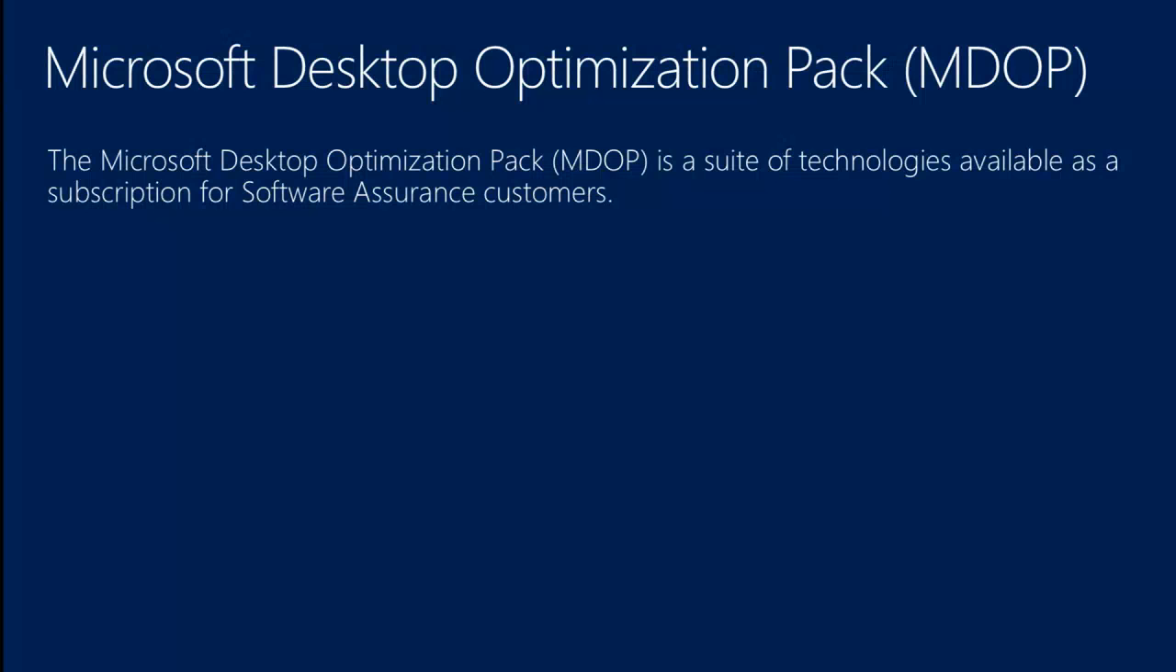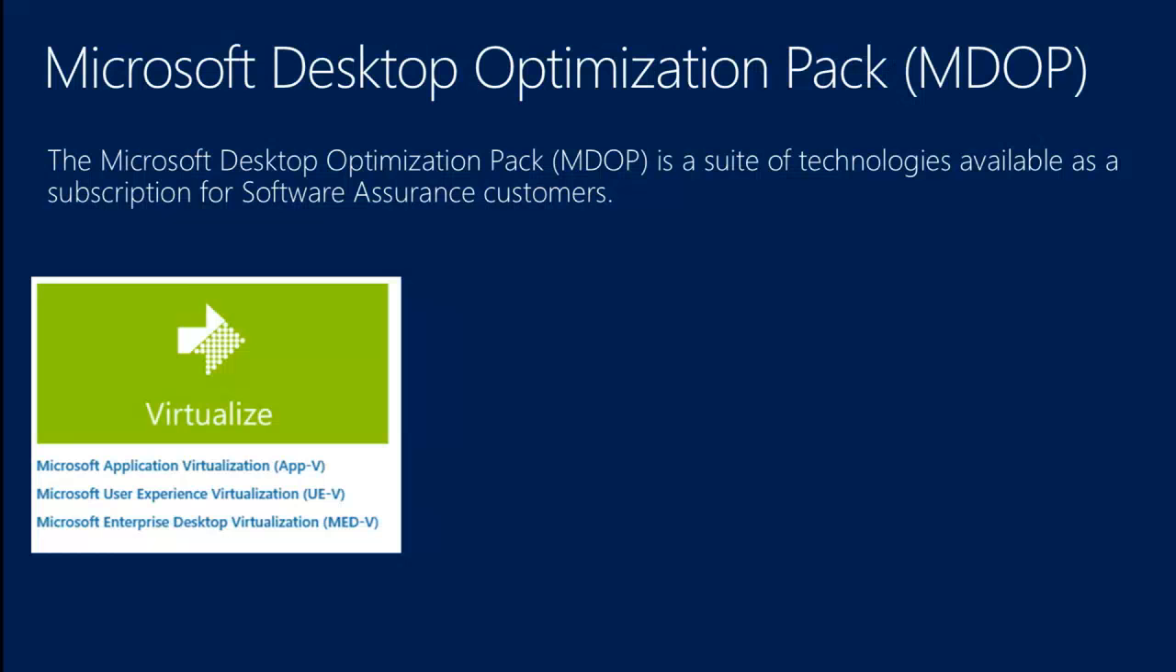Now, the next one is really MDOP. And when we talk about MDOP, it's key to understand that it is a product that typically people look at and maybe have 1 or 2 technologies they've implemented. And this is what we want to change. There's a lot of great things in MDOP. Now, the requirement is you need to have software assurance, and then you can purchase MDOP. Now, with that, you have some great opportunities and things you can use.